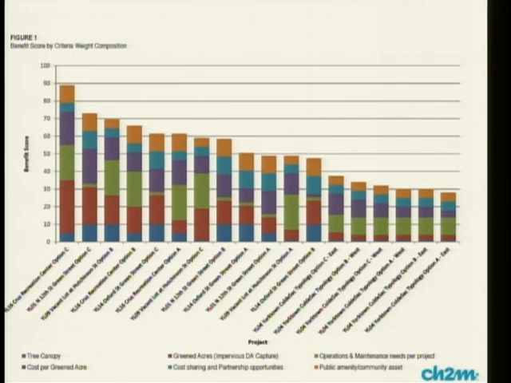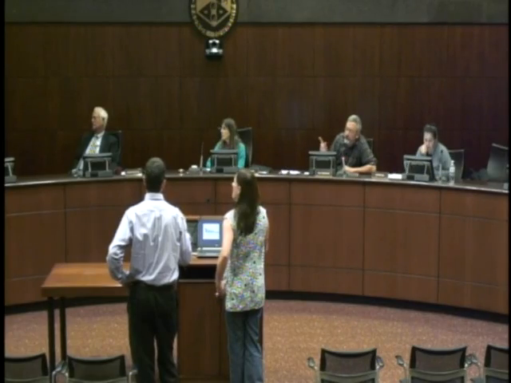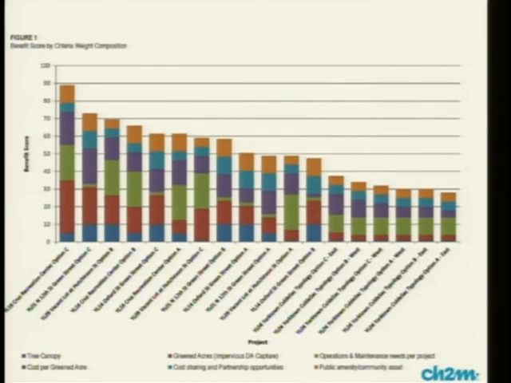Well, I like these types of graphics because it's interesting if you look at the number 1 project, the level of green, which is the O&M needs per project, versus the one next to it. It's a big portion of that total project score, but it's still scored higher. So is this public input? No, this one was client input, actually. Yeah, I can see how a client would be interested in O&M. I'm not sure if the public would be.